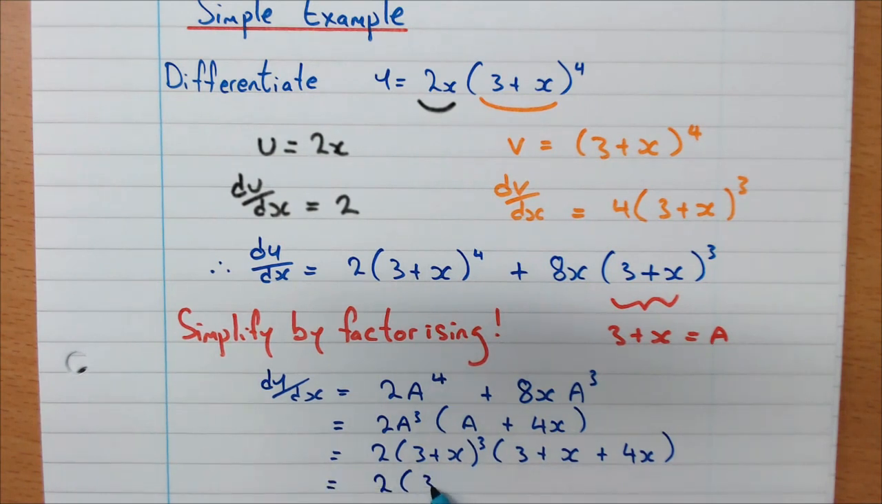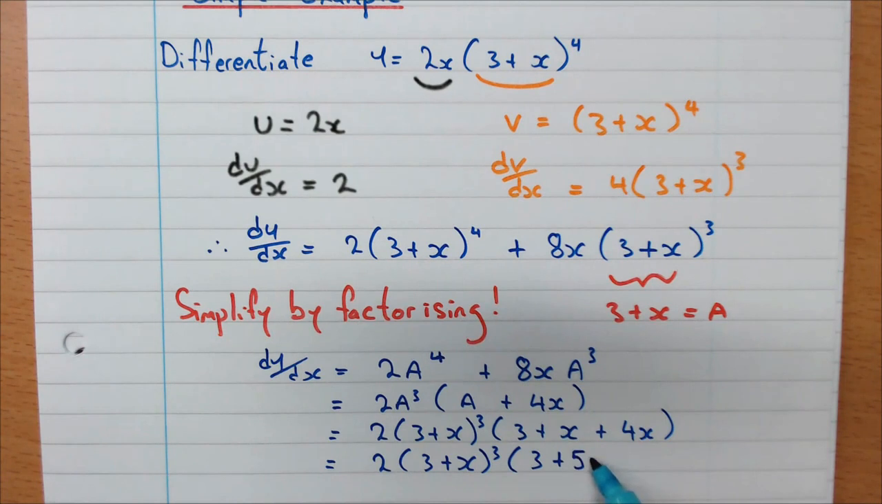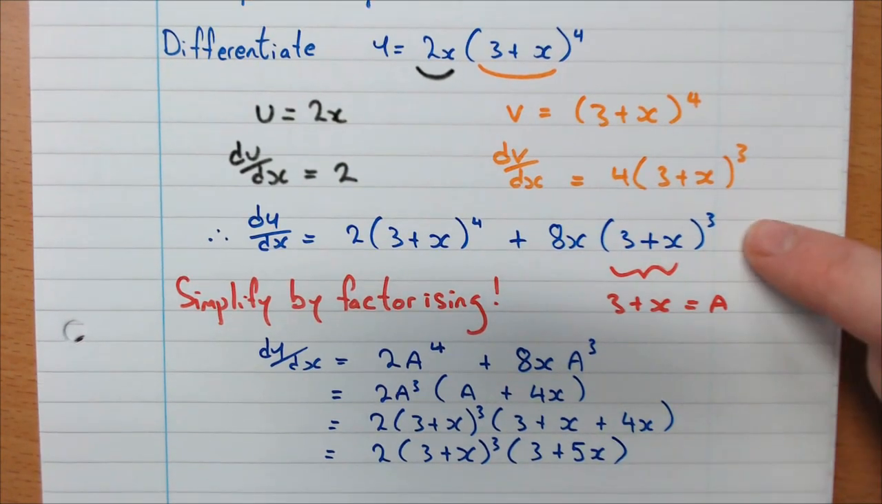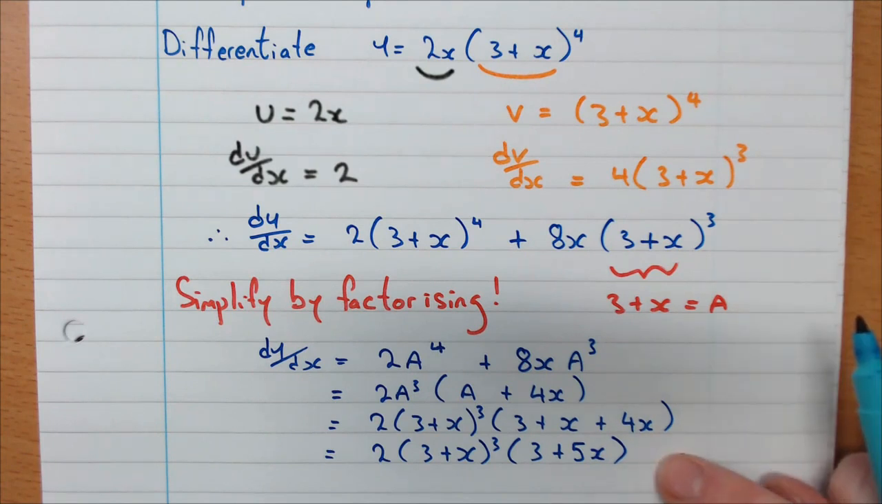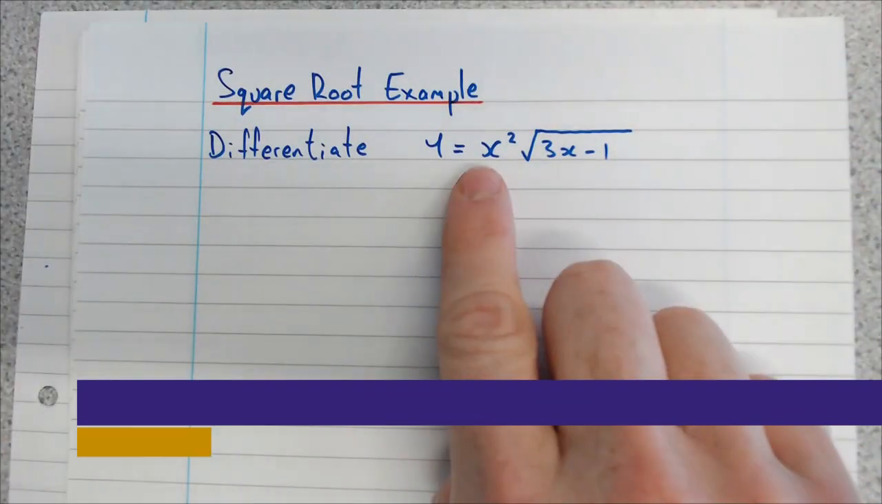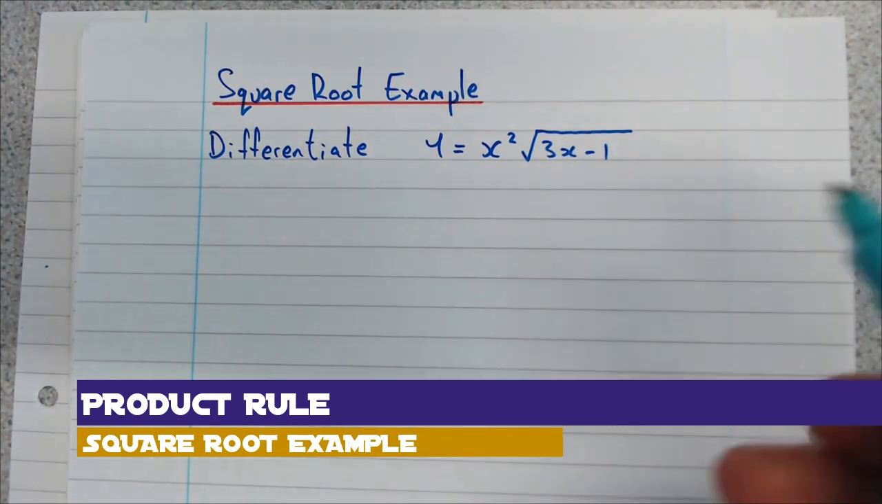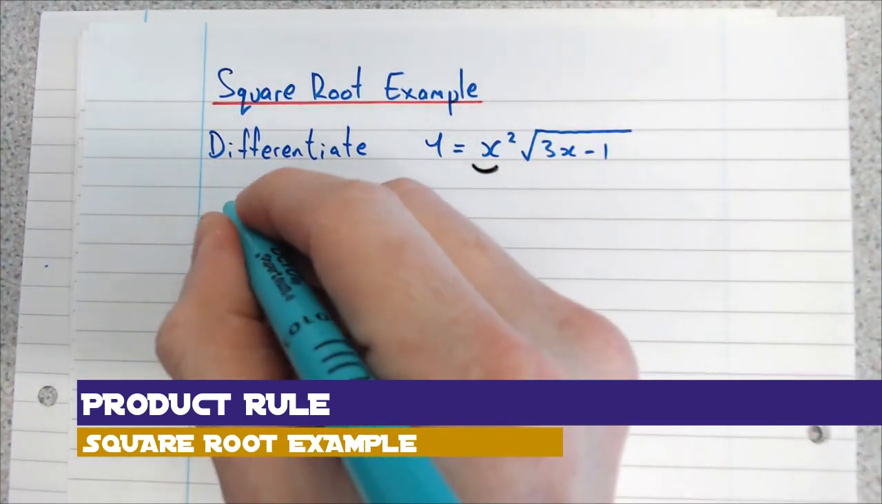And your last step is simply to simplify it. So inside the last bracket, 3 plus x plus 4x becomes 3 plus 5x. And the question is simplified as fully as possible. Again, it may ask you to simplify it. It may not. Now, the product rule can also be used to differentiate square roots.